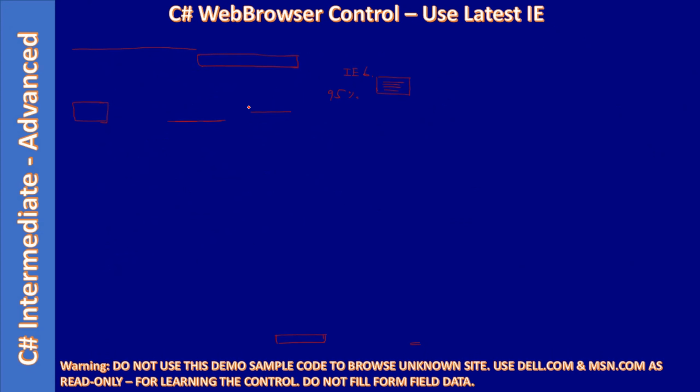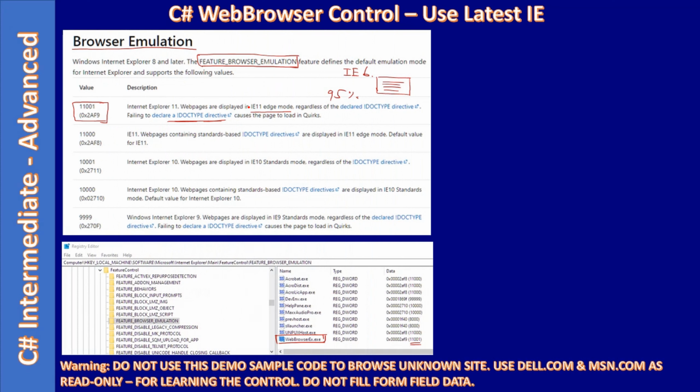Then we talked about the registry entry and the emulation types. So depending on whatever browser is available in our system, you can set a corresponding emulation type so that you can avoid the web browser using the old version of IE6. IE6 definitely throws a lot of JavaScript related errors, and the web page won't display the way you expect.